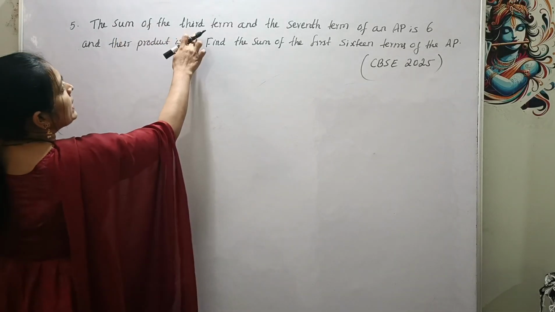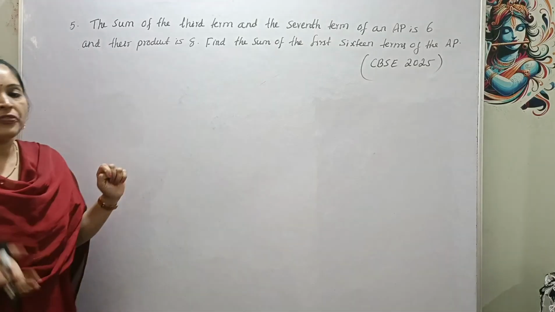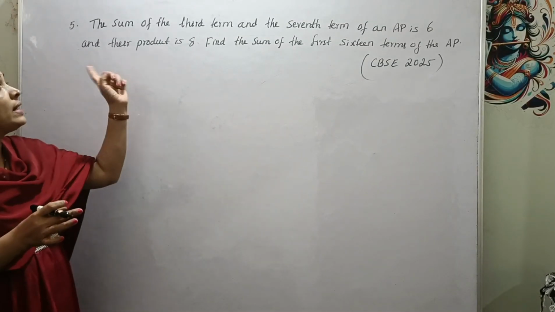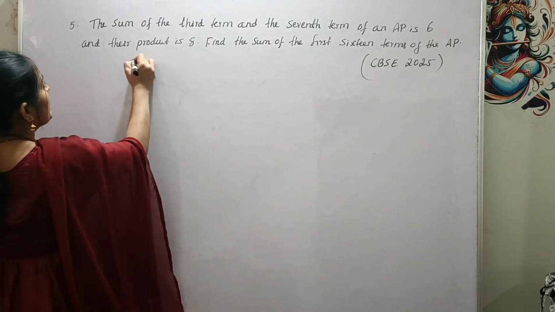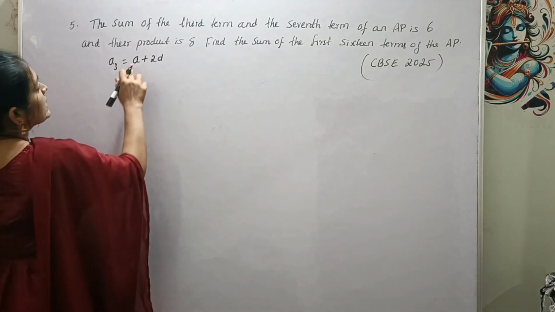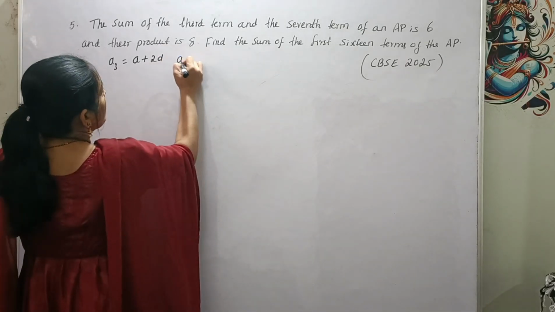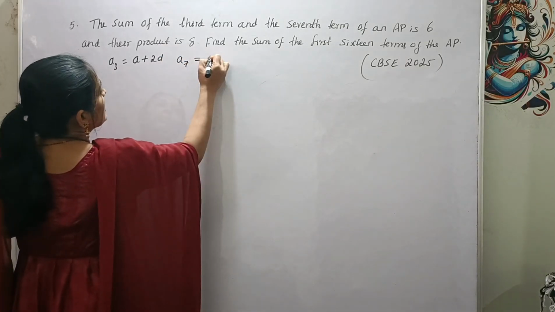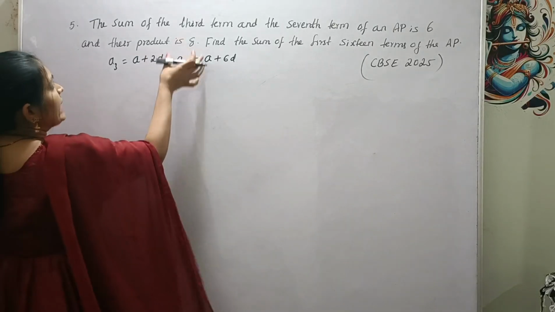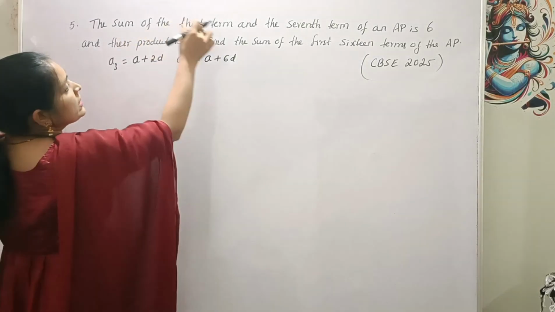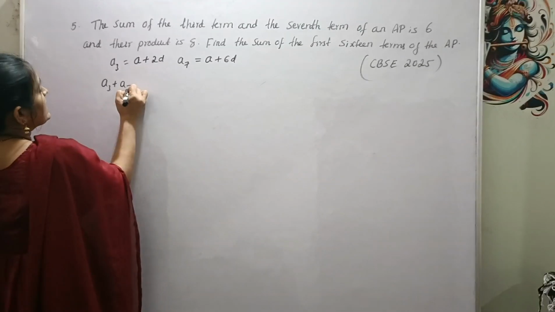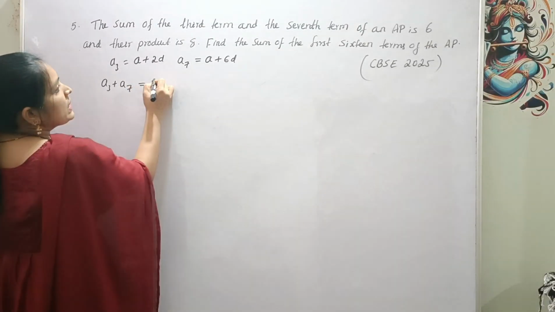Sum of the third term and the seventh term. If A is the first term and D is the common difference, then the third term can be written as A plus 2D, right? That is, third term is A plus 2D. And the seventh term A7 can be written as A plus 6D, right? And it is given that the sum of the third term and seventh term, that is A3 plus A7, is equal to 6.